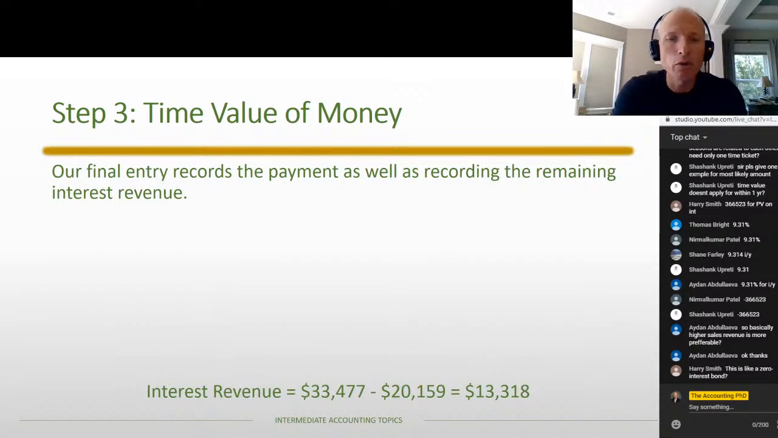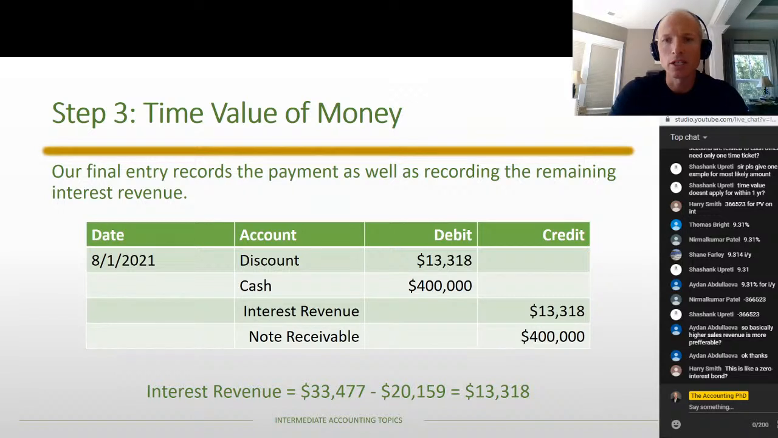So then our final entry records the payment as well as recording any remaining interest revenue. For the remaining interest revenue, we take that initial balance of $33,477 and subtract what we had already recorded, the $20,159, which means that when this final payment is made, we have an additional amount of interest revenue to record, which is $13,318. So that journal entry is we amortize the discount, we record the interest revenue, and of course we get the cash payment of $400,000. So again, we're recording the last 7 months of interest revenue.